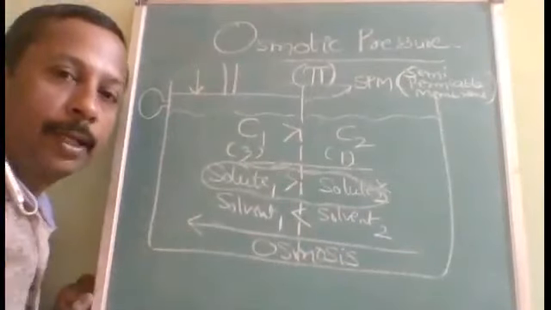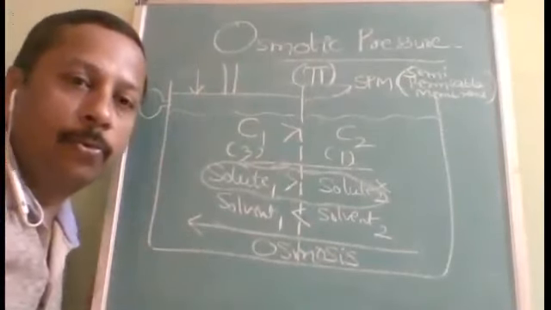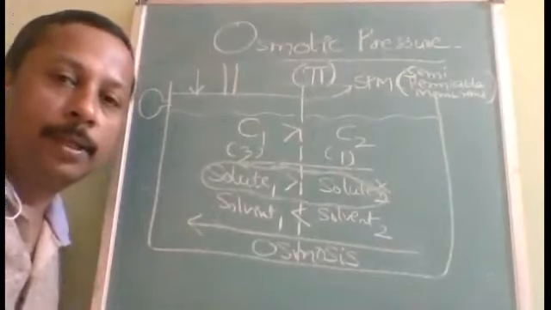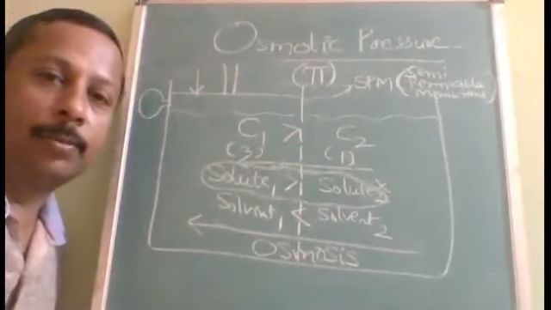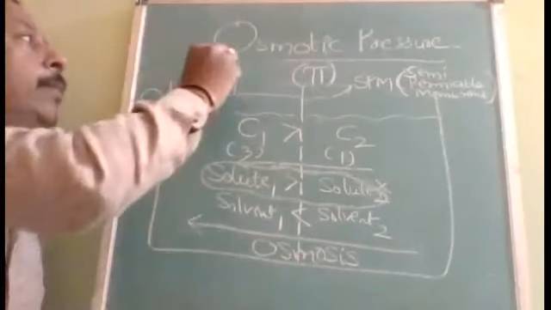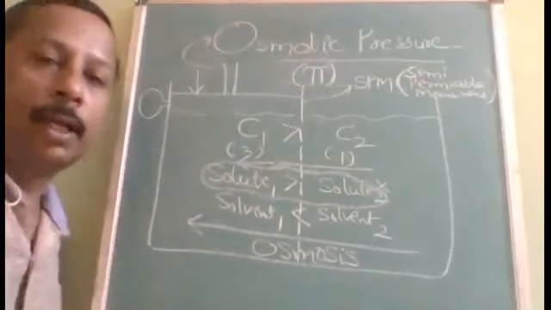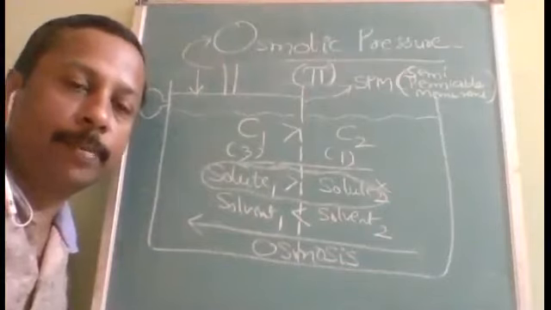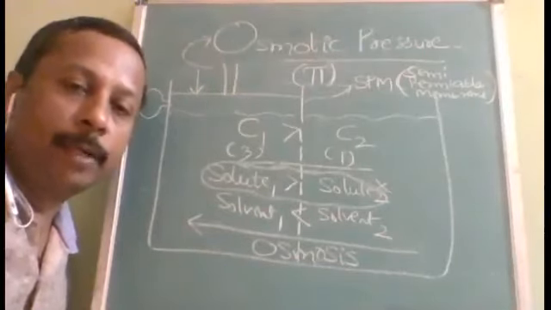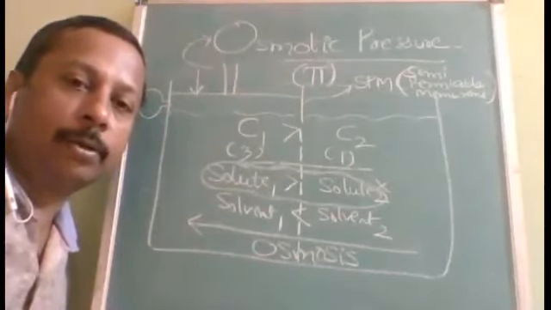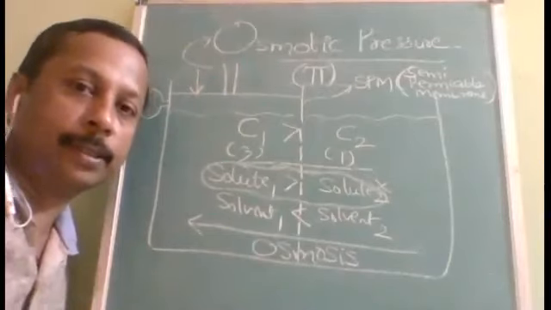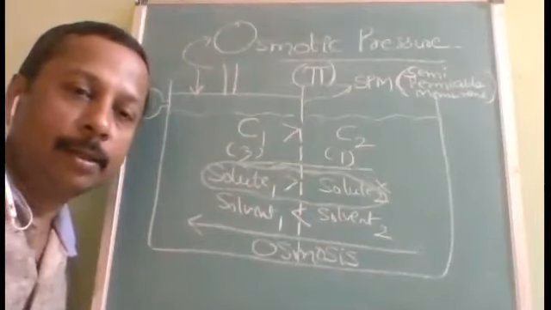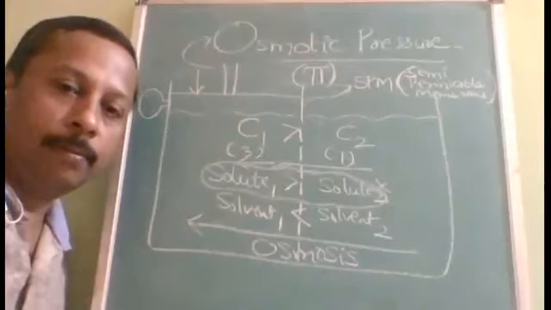Okay, so that external pressure needed to stop the osmosis is called osmotic pressure. What is osmotic pressure? Is it understood? So the amount of extra force, additional external pressure, that needs to be applied on the highly concentrated solution to stop osmosis is called osmotic pressure.